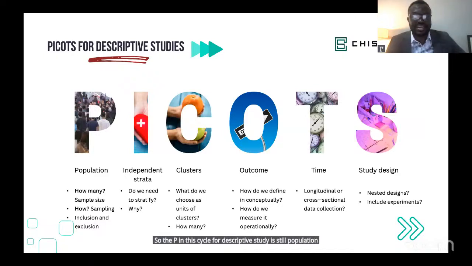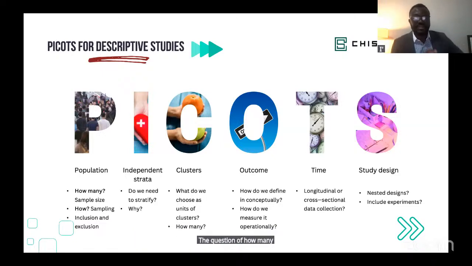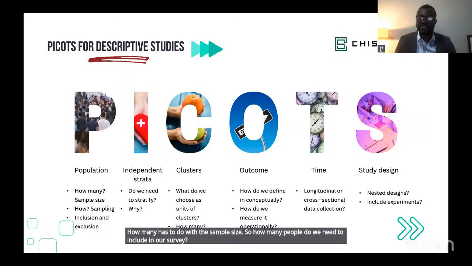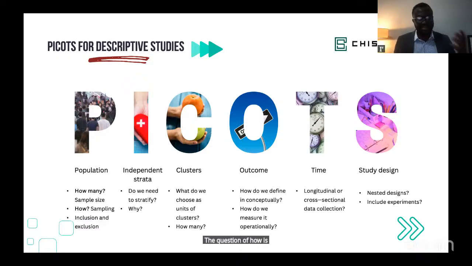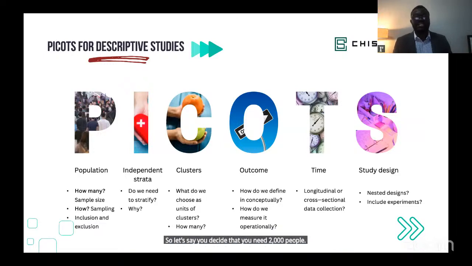For that, there are two questions we want to consider: the question of how many and how. How many has to do with the sample size. So how many people do we need to include in our survey? The question of how is how do we sample them? So it's always a twin question. How many people do I need? So let's say you decide that you need 2,000 people. Well, how then are you going to select those 2,000 people? That is an issue of sampling.